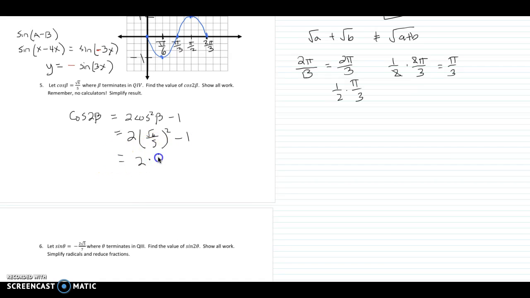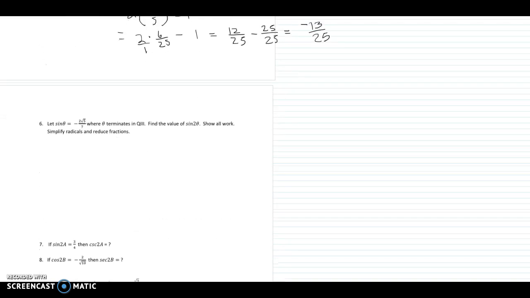So when you square a square root, you just get 6. When you square 5, you get 25. And then we need to ultimately subtract 1. So I have 12. That is 2 times 6. Remember, this is 2 over 1. 12 over 25 minus, and then I would say 25 over 25. Okay, so what I'm getting here is a negative value, and it's negative 13 over 25. Okay, and that's my answer. I'm all done. Okay, on to the next one here.